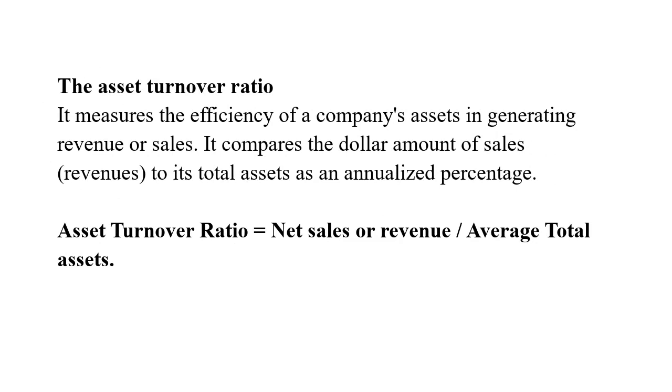The asset turnover ratio. It measures the efficiency of a company's assets in generating revenue or sales. It compares the dollar amount of sales, that is revenues, to its total assets as an annualized percentage. Asset turnover ratio equals net sales or revenue divided by average total assets.